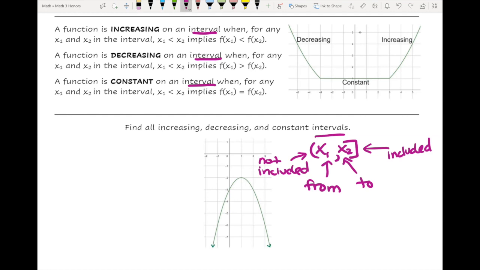And so you have some first x, x1, and some second x, x2. Between those x's, it should be totally constant. So let's see if we can apply that here. On our graph, it says find all increasing, decreasing, and constant intervals.